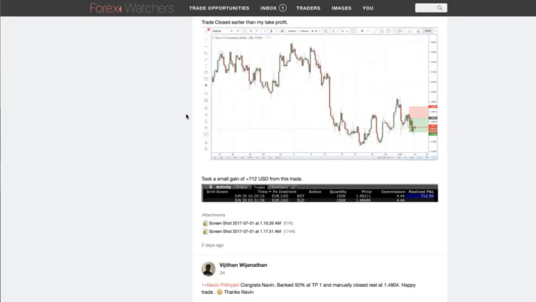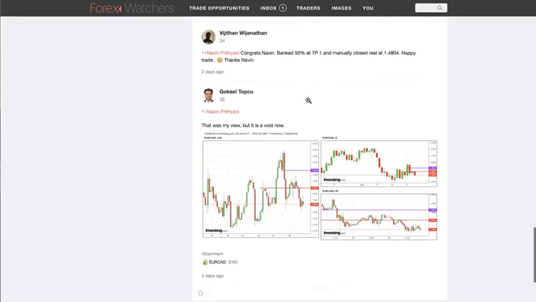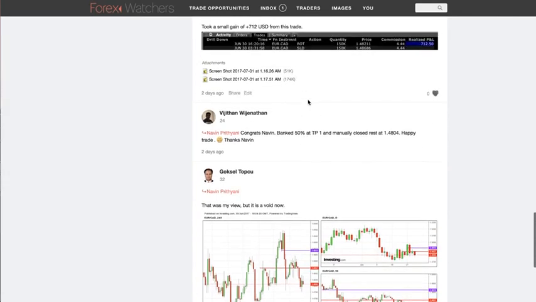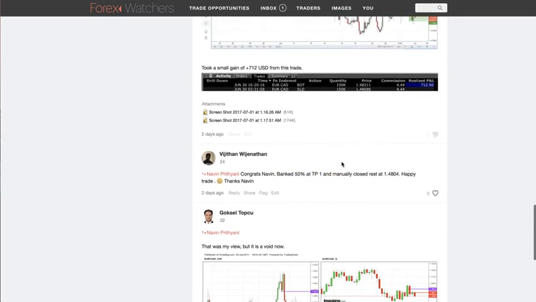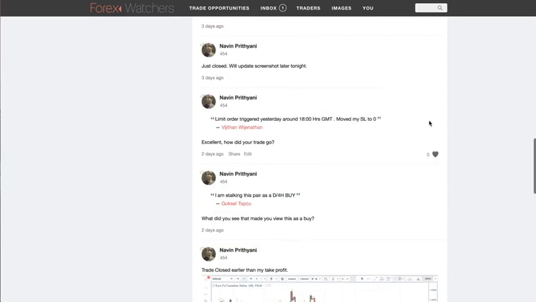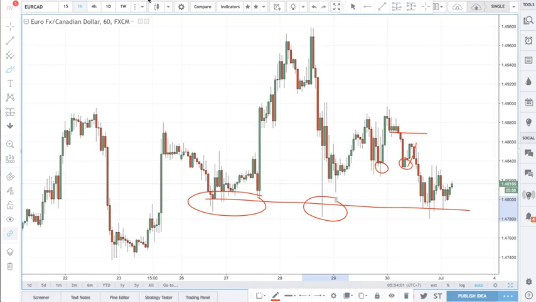Okay, so in this whole formation, you can see, I believe that the other students would bank 50% at take profit 1 and manually close the rest. Okay, so we had some other students making more money all the way down, and they probably closed 50% with me. Okay, all right, so there you have it.